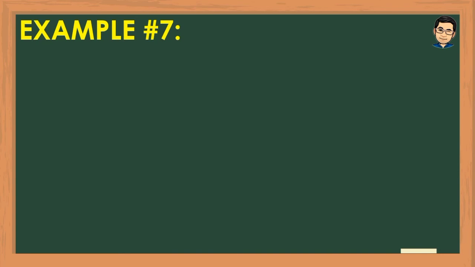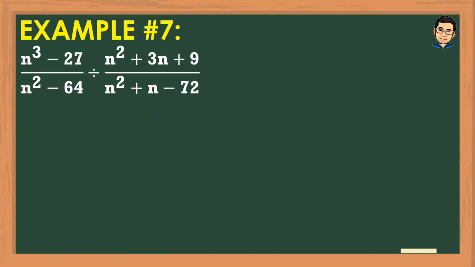Example number 7. So, our last example, n cubed minus 27 all over n squared minus 64 divided by n squared plus 3n plus 9 all over n squared plus n minus 72. So, n cubed minus 27 using difference of 2 cubes. So, we extract the cube root of the first term, that is n cubed. So, n na lang po siya. And then, minus, so kung ano po yung operation or sign na nasa gitna ng dalawang binomial na yon, yun po ang susundan. And then, the cube root of 27, that is 3. So, yan na po yung binomial factor.